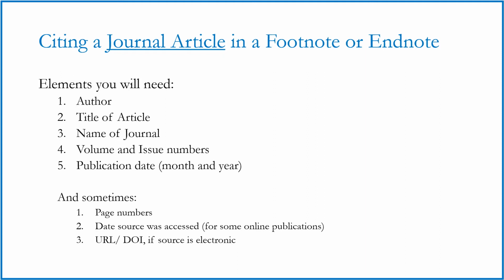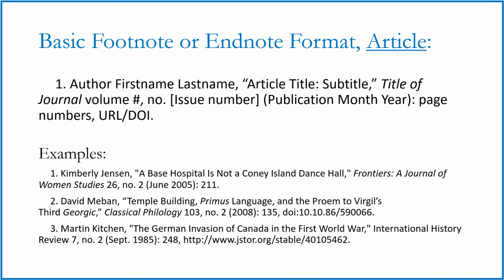However, there will be two titles, one for the whole journal and another for the article itself. You will also need identifying information about the issue of the journal, such as the volume number and the month and year it was published. If your source is electronic, which most journal articles are, you also need to provide the web address or DOI number. Here is the formula for a footnote or endnote for a journal article and some examples of what yours might look like when finished.